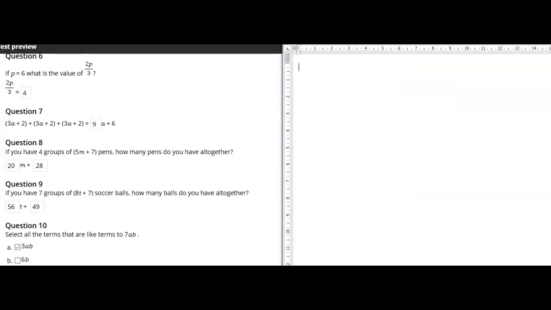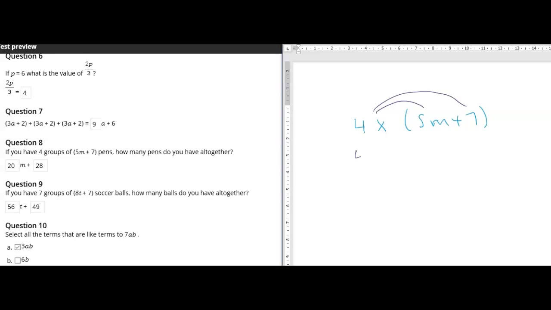All right, question 8. If you have 4 groups of 5m plus 7 pens, how many pens do you have altogether? So we've got 4 times 5m plus 7. Whoops, let's finish that off. So we're expanding this bracket. So that 4 multiplies everything inside. So we're going to have 4 times 5m plus 4 times 7. So 4 times 5m gives you 20m. And then 4 times 7 is 28.